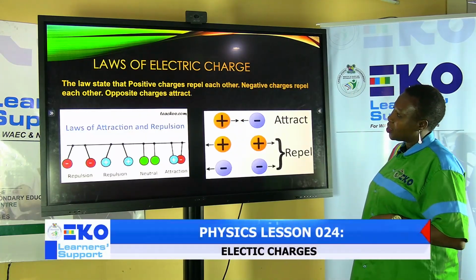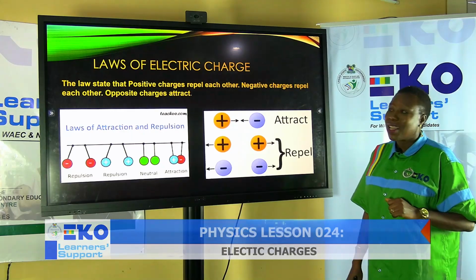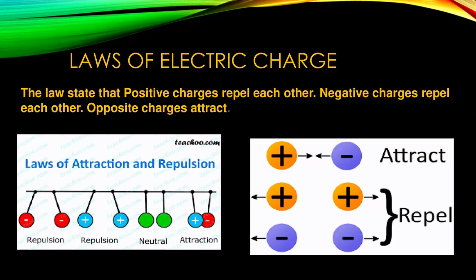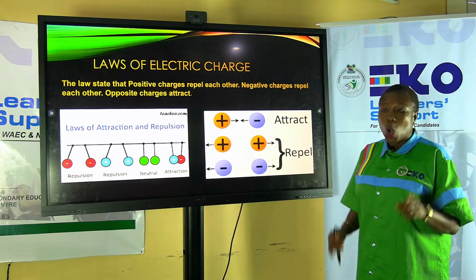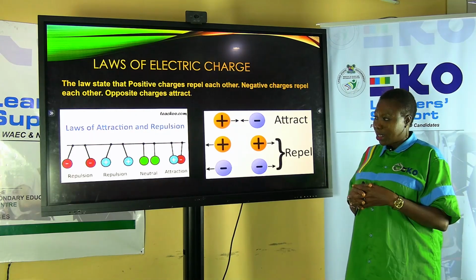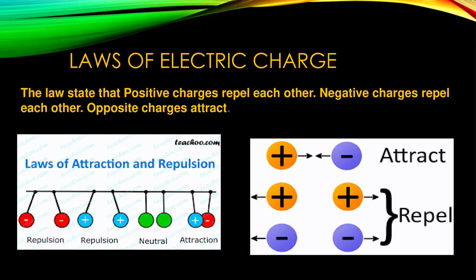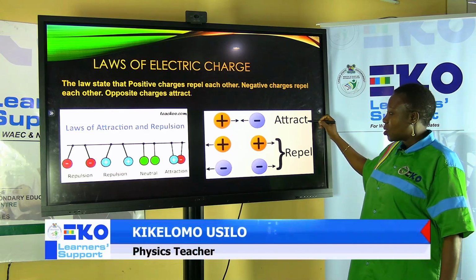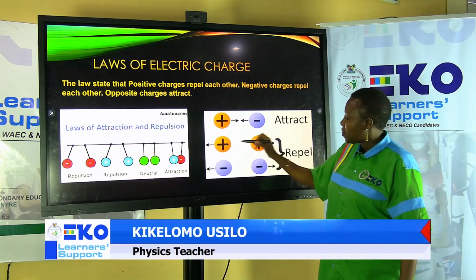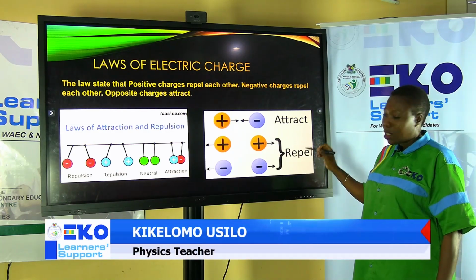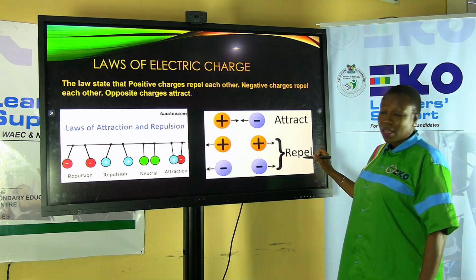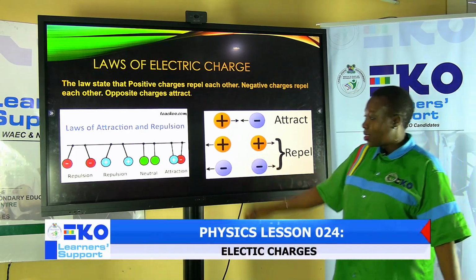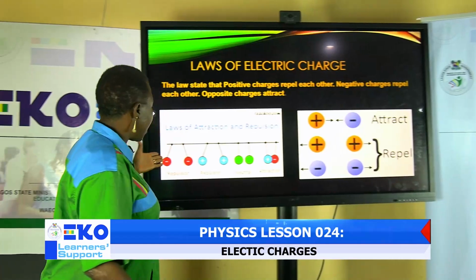Laws of electric charge. It states that positive charges repel each other, negative charges repel each other, but opposite charges attract. Just like we have in the diagram, this is negative, positive charge and negative charge. So when we have positive and negative, there is room for what? Attraction. When we have positive and positive, there is repulsion. When we have negative and negative, there is repulsion. And this diagram also shows the same thing.